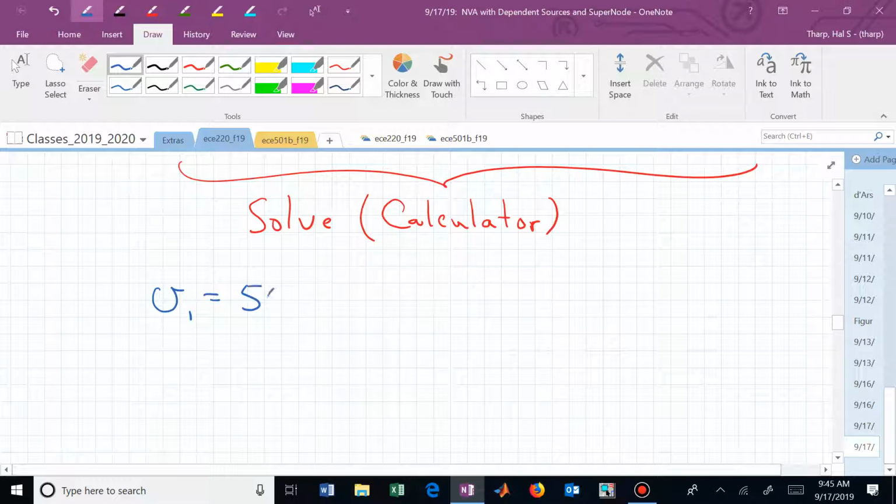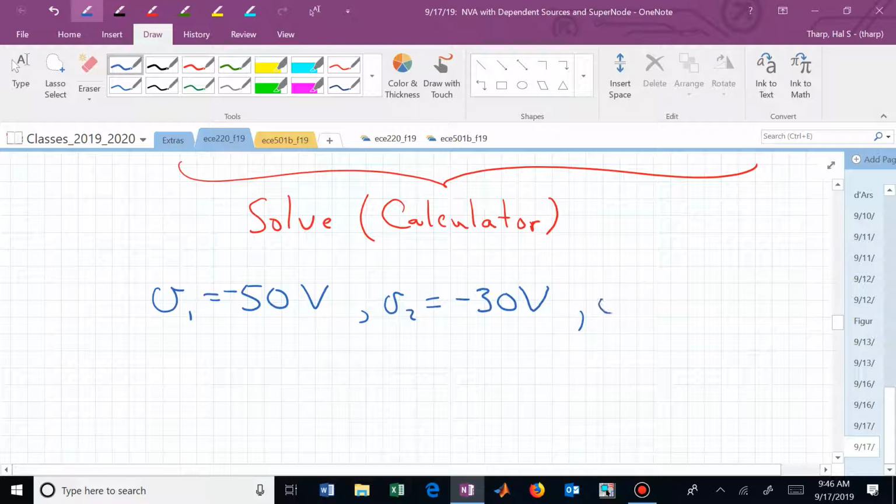V1 will end up being minus 50 volts. V sub 2 will end up being minus 30 volts. And V sub 3 is equal to 2.5 volts.